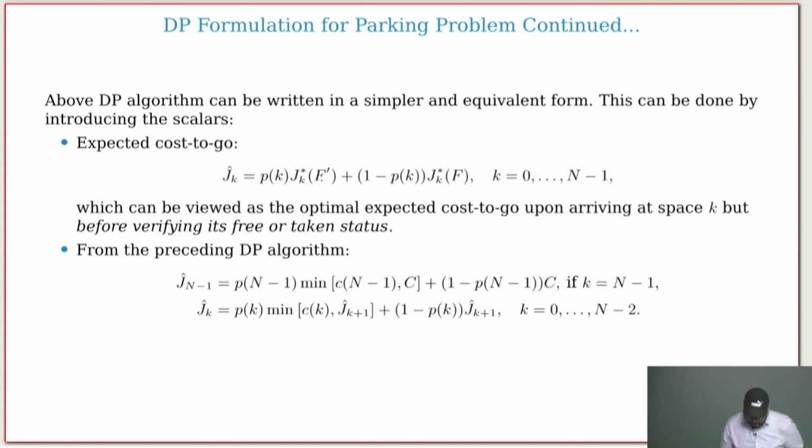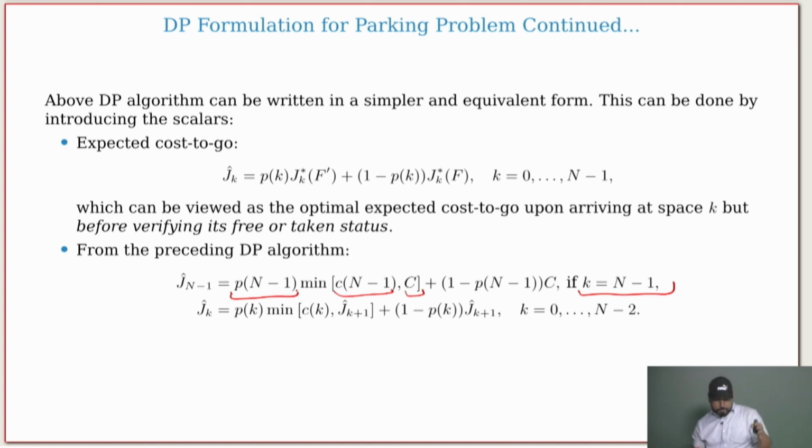So in this case, we can write for the n minus 1 case. If I am at n minus 1, then the cost will be the minimum of C n minus 1 or C. Since I'm not verifying whether it's free or not, it could be either of these depending on whether it was free or not. Okay, so that's fine.